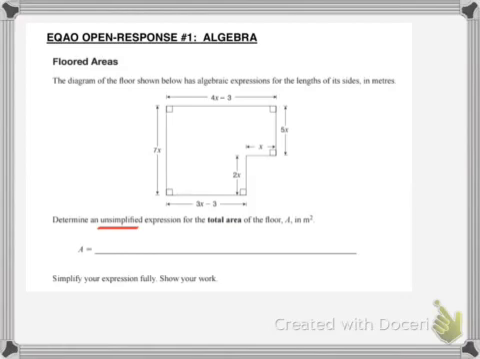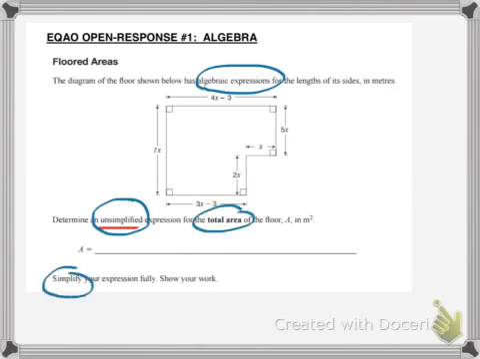And in this diagram, we are seeing algebraic expressions used to represent the lengths of each side of this figure. You are asked to find the unsimplified expression for the total area and then simplify your expressions below. But the first thing you need to know is that area of a rectangle is A equals length times width.